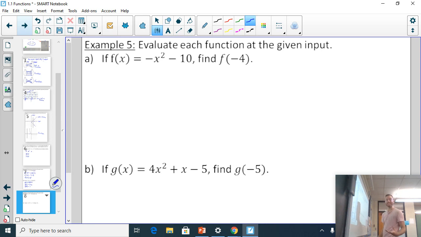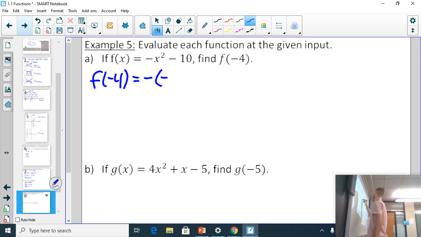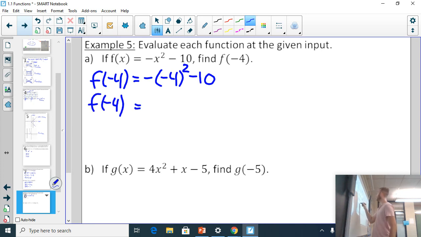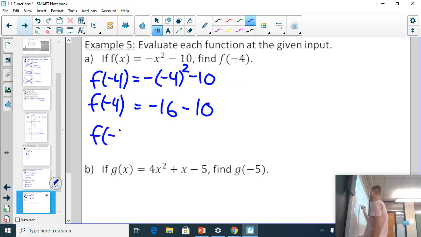And now we're going to do the same thing, except we're just going to get a little more complicated. So we're looking for f of negative 4. Negative 4, I'm replacing with x, so negative, and then negative 4 squared minus 10. Well, I know that negative 4 squared is positive 16, but then it's negative positive 16. So it should be negative 16 minus 10. And then f of negative 4 is going to be negative 26.